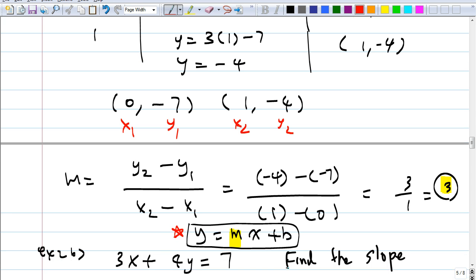So try this one. If I ask you to find the slope of 3x plus 4y equals 7, are you going to make a table or are you going to just solve for y? Once you solve for y, you should all know what the slope of this line is, okay? Go ahead, everybody try. I'll wait for you. You could do the tables if you want, but I think it's a lot easier if you just solve for y. Go ahead, everybody try, see what you get.